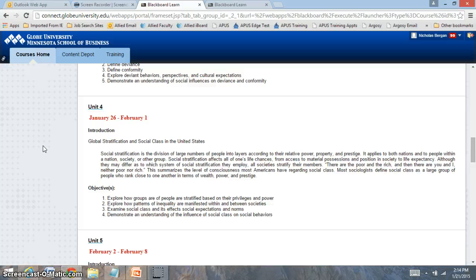In Unit 4, we're going to be focusing on the stratification and social class structure in the United States. When we look at social stratification, you're going to be looking at a large number of people and how they're divided into layers according to their power, their poverty, and their prestige. You can apply this to both nations and society as a group. And when you look at social stratification, you're looking at life expectancy, because all of these components are going to affect how society will view these people.